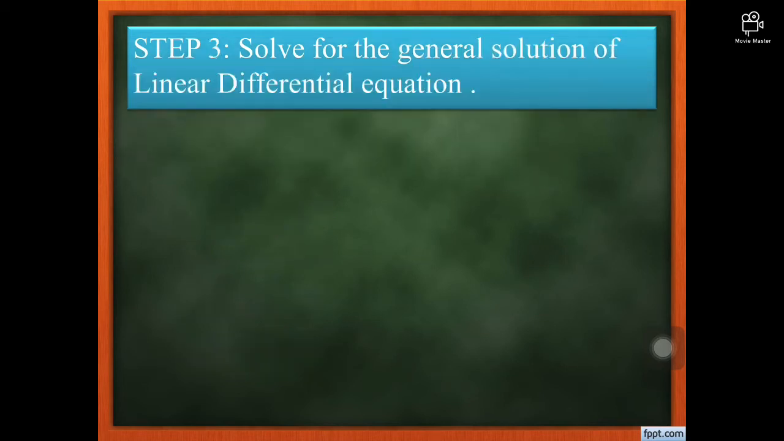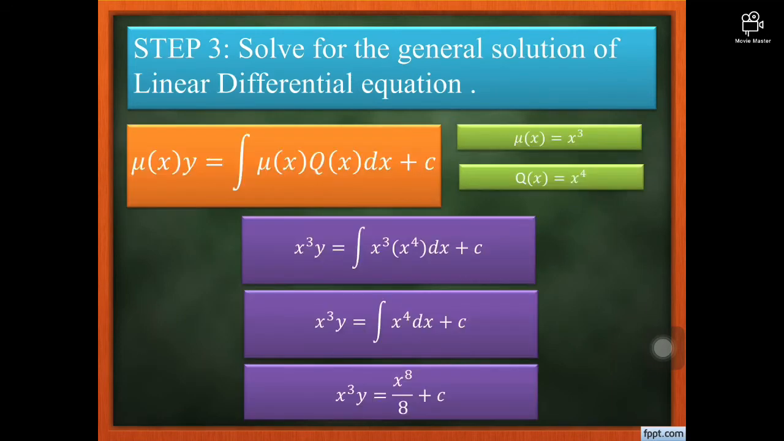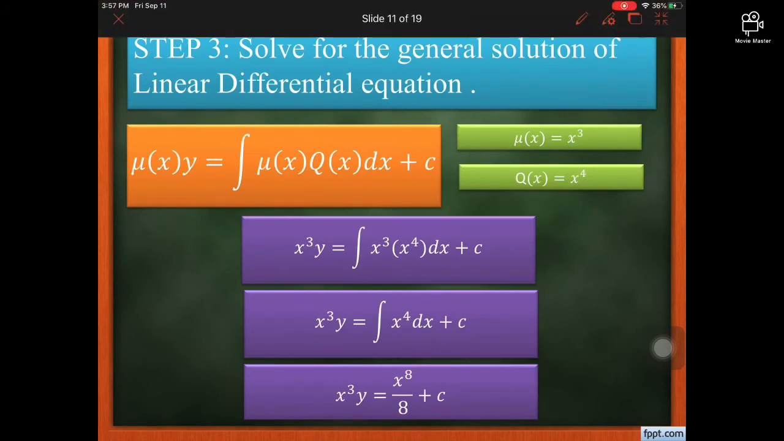We can now proceed to the last step, which is to solve for the general solution of the linear differential equation. So, you have to substitute your mu x and your q x into this equation, and that gives you the next equation, which is x raised to 3 times y is equal to the integral of x raised to 3 times x raised to 4 dx plus c.